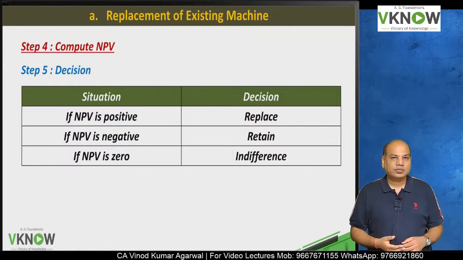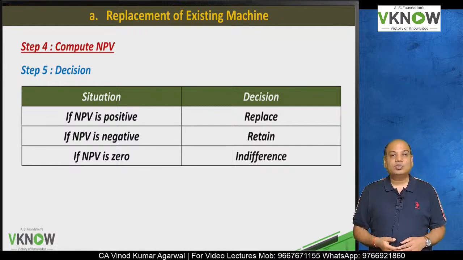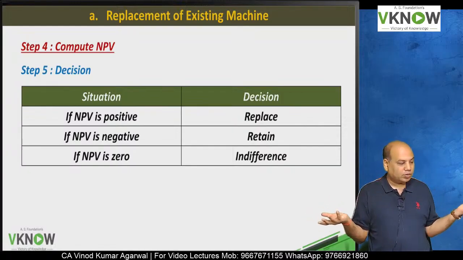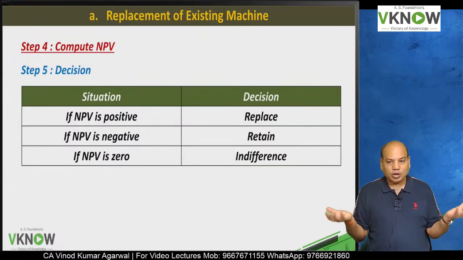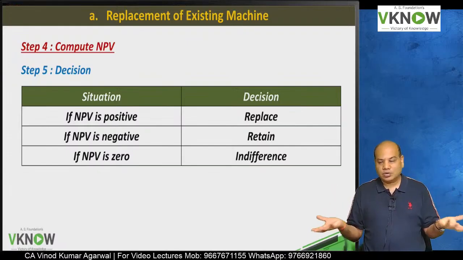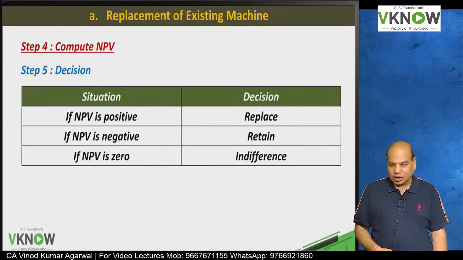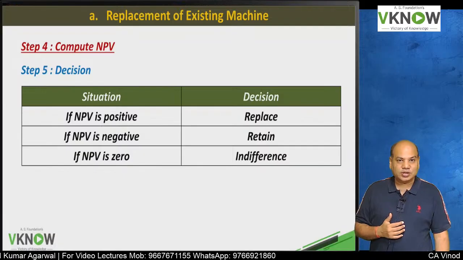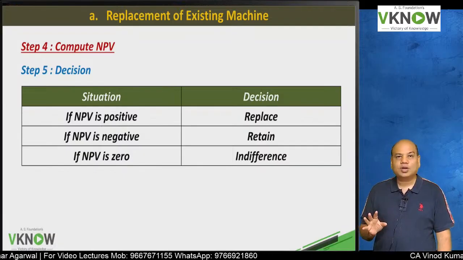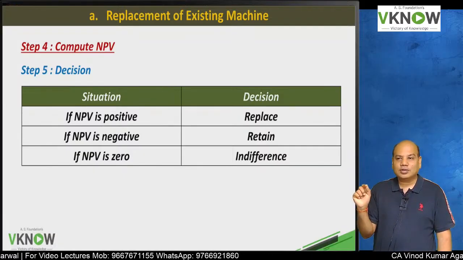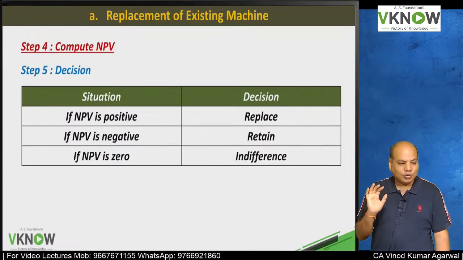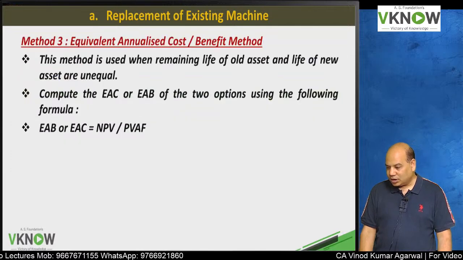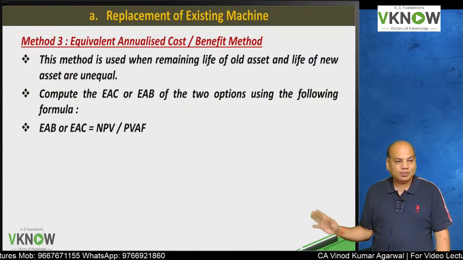And the last one, theoretically, if suppose your NPV is 0, 0 means both old and new are offering me same NPV, I will say indifference. I can either continue or I can purchase the new asset, indifference. So far in none of the questions have we computed or got incremental NPV equal to 0. So don't worry, I don't think in any question you will get the NPV equal to 0.